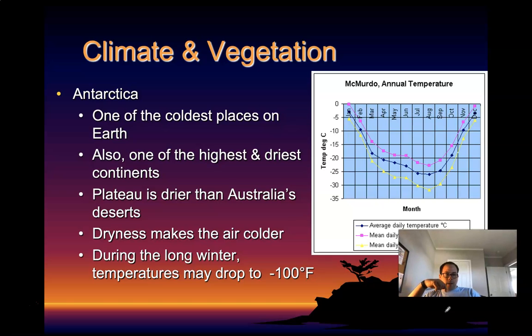Then looking at Antarctica, it's one of the coldest places on Earth, and also one of the highest and driest continents. The plateau is drier than Australia's deserts. Dryness makes the air even colder. During the long winter, temperatures could drop to negative 100.